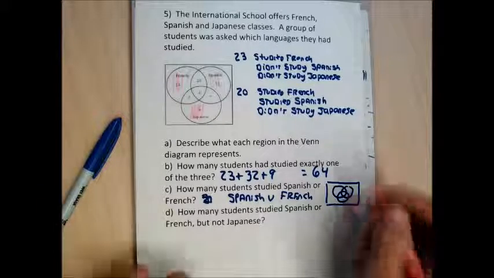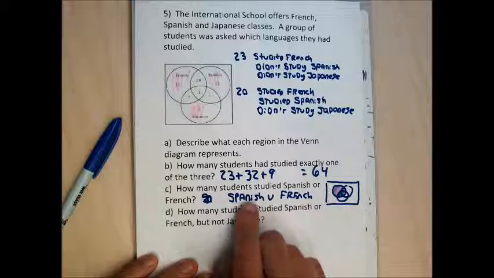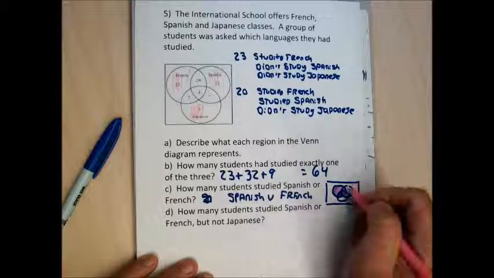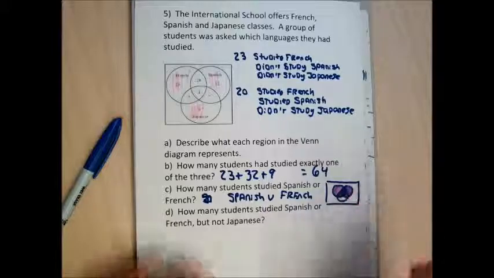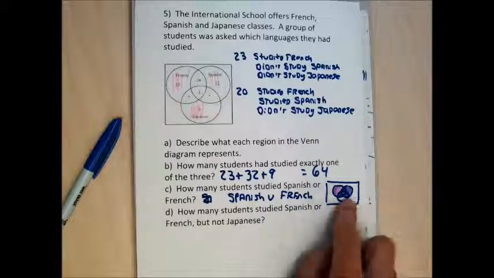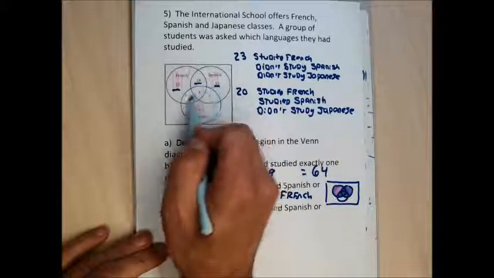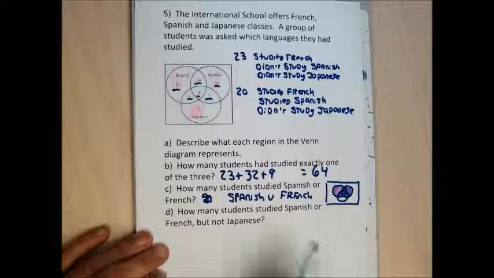that I'm going to count up, I'm going to count up the entire Spanish circle for studying Spanish, and then for the or French, I'm going to count up the entire French circle. So all the numbers that I have highlighted here, I'm going to count. So I'm going to count 23, 20, 32, 5, 4, and 7. Those are the numbers that are represented.